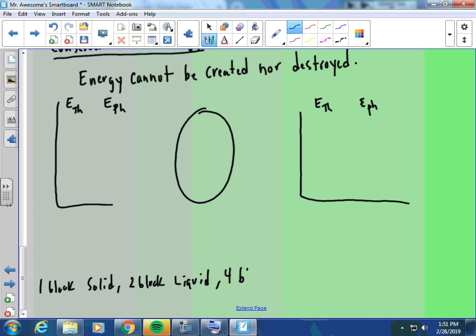And 4 blocks gas. All right, you do need to know that. So the first thing we got to do is identify what is the system. What is the thing that we're focused on?